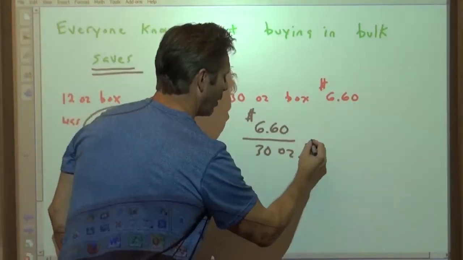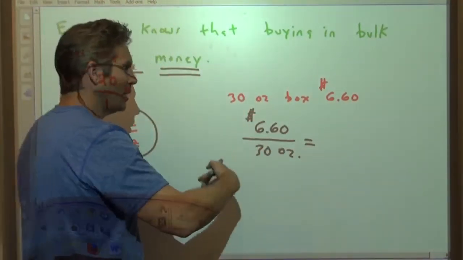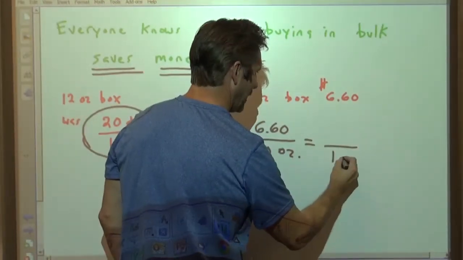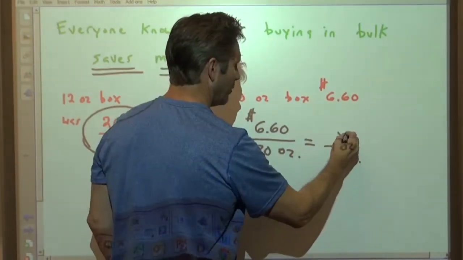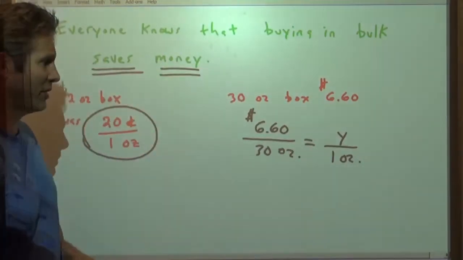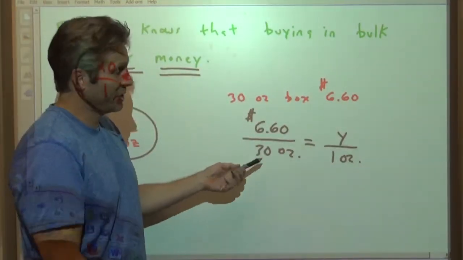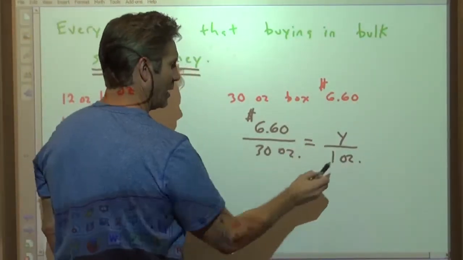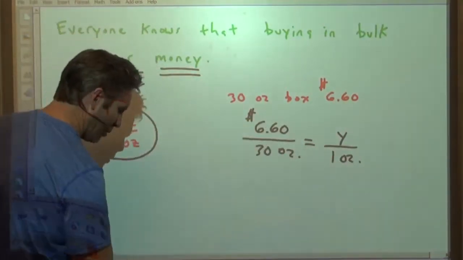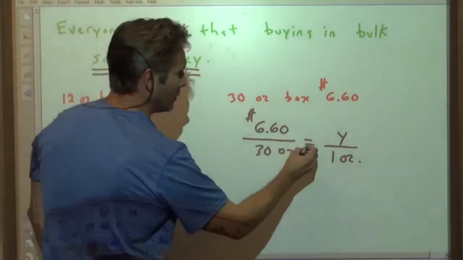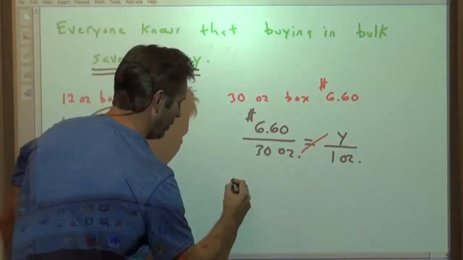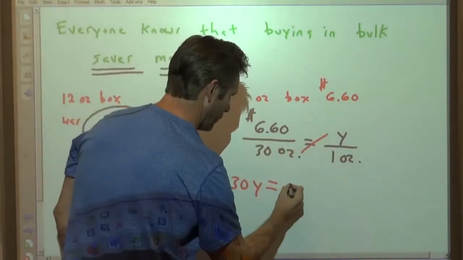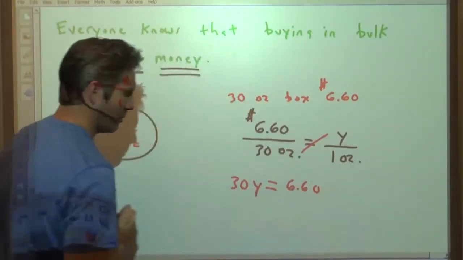So we want to see, if that rate stays the same, what would be an equivalent rate per 1 ounce of cereal? And we could use another variable. In fact, maybe y makes all the sense in the world because it's change in y over change in x. So let's use y. We want to know the unit price per ounce. So we have our proportion, we have our two rates. So we're going to cross multiply. 30 ounces times y is equal to 6.60 times 1 ounce.